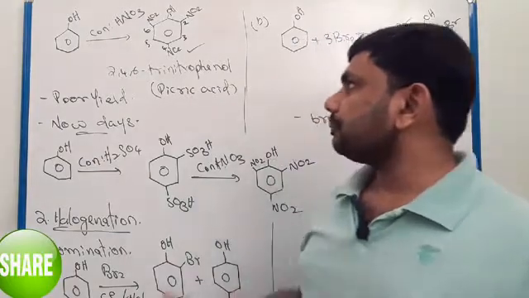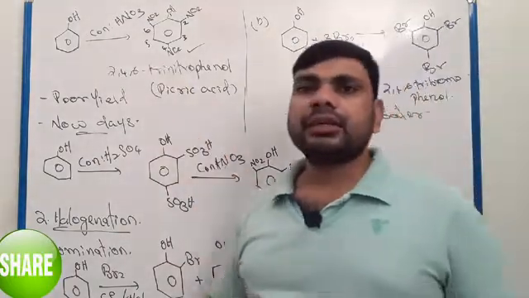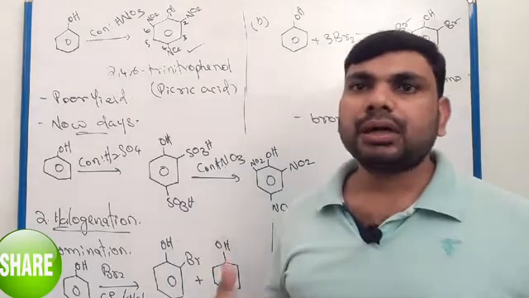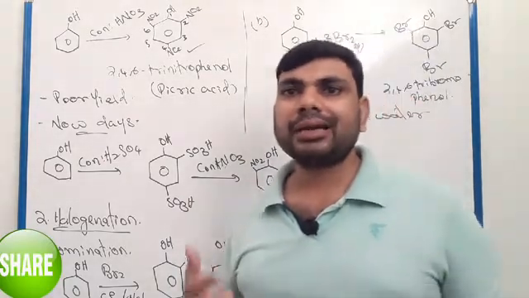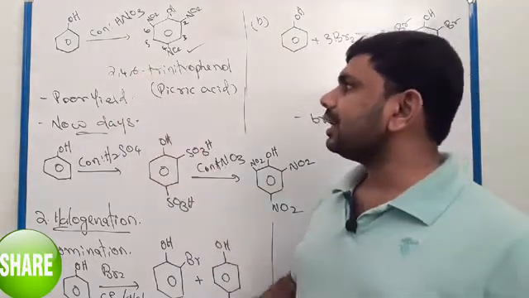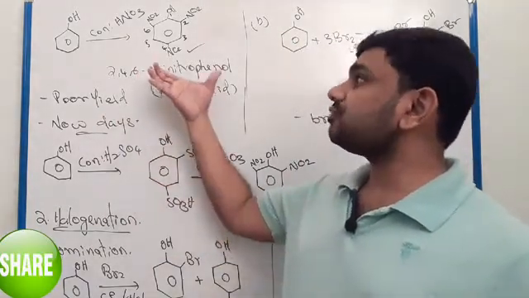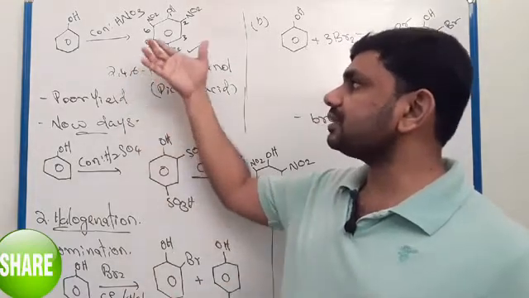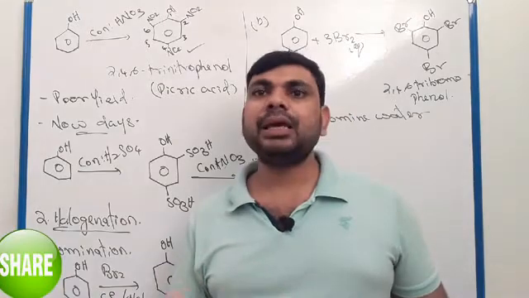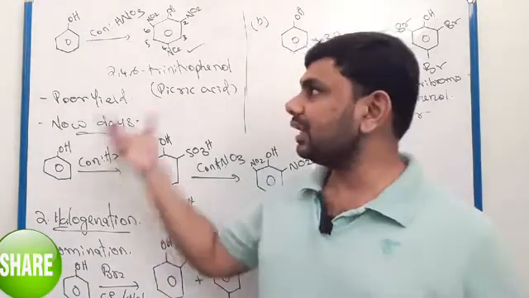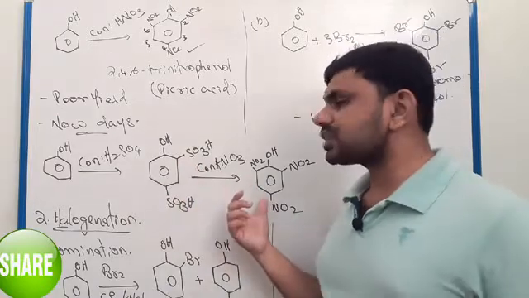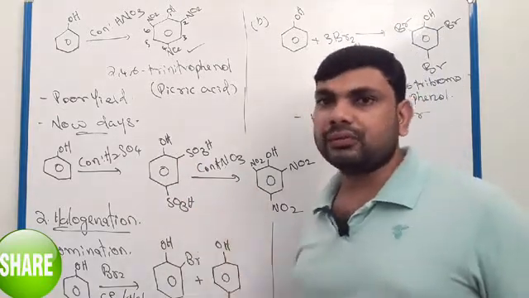So here phenol reacted with concentrated nitric acid forms 2,4,6-trinitrophenol. This chemical reaction produces a low yield of product. Yield means the amount of product will be less.